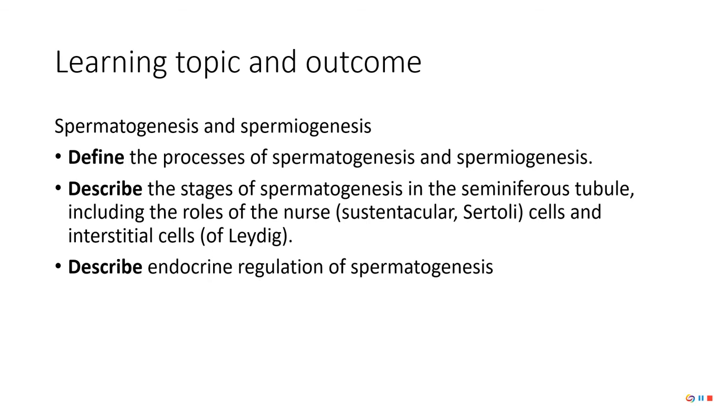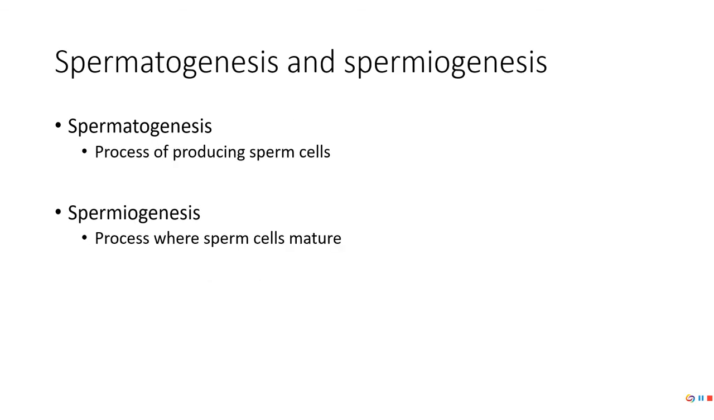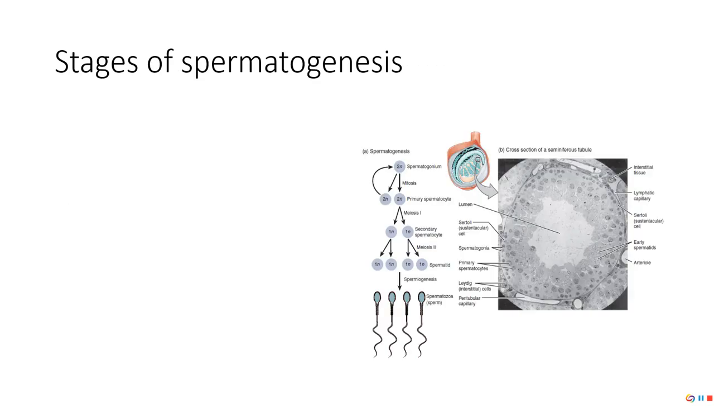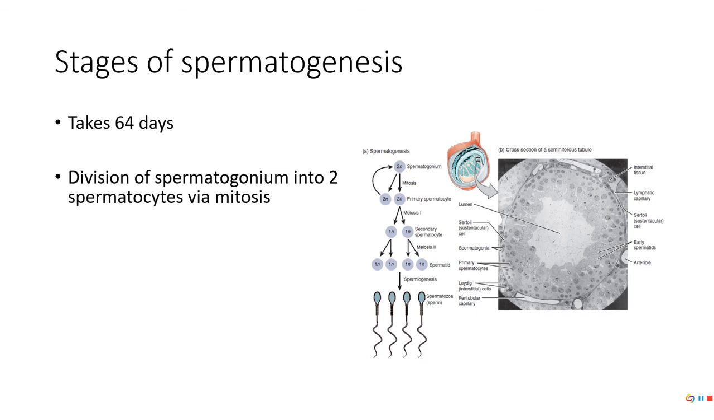Spermatogenesis is where men produce sperm cells. Spermiogenesis is the process that causes those sperm cells to become more mature. When it comes to spermatogenesis, there are several stages, and this whole process takes about 64 days, so about 9 weeks. We have something called a spermatogonium, and it divides into two spermatocytes.